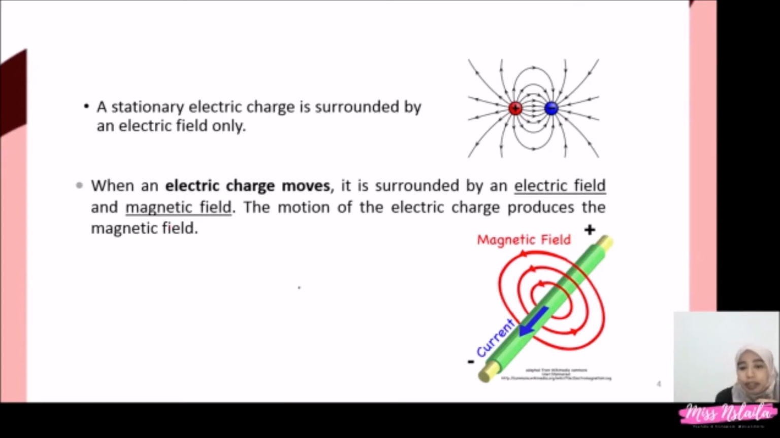Based on this diagram below, we can see a conducting wire with current flowing in it. The current flows from the positive terminal to the negative terminal. And at the same time, there is also a magnetic field on this wire. Okay, bermaksud ada kaitan di antara electric charge, electric field, electric current dan juga magnetic field. So when there is electric current on a conducting wire, there will also be a magnetic field around it.